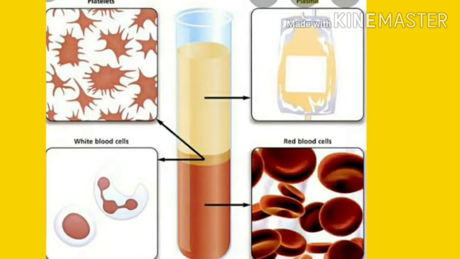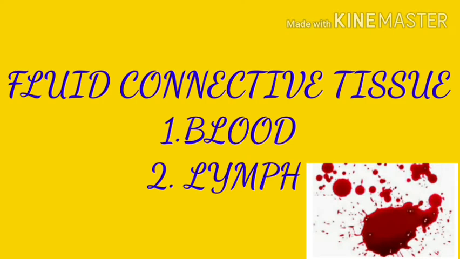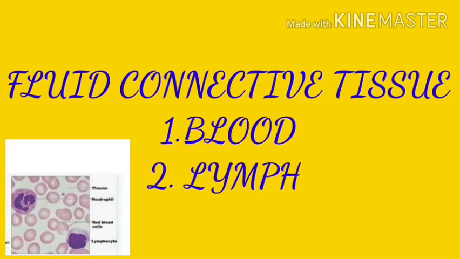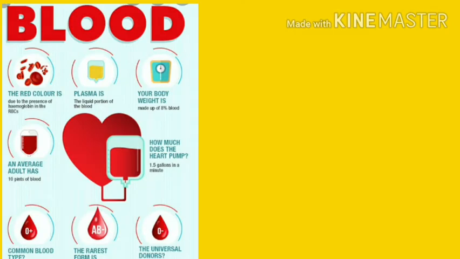Types of vascular tissue. Fluid connective tissue or vascular tissue is of two types, that is blood and lymph. So we'll discuss blood first. Physical characters of blood. The blood is a red colored vascular tissue. It is opaque, somewhat sticky and viscous fluid.